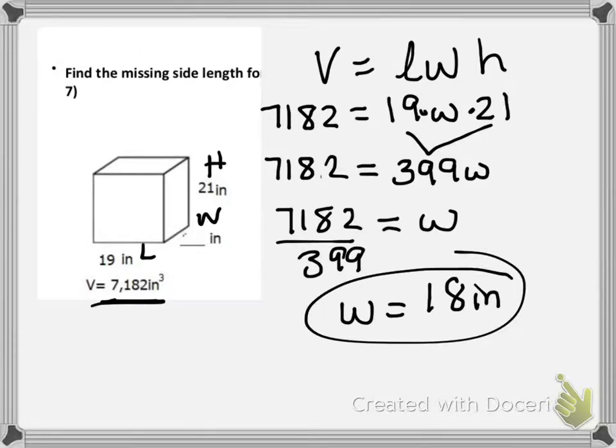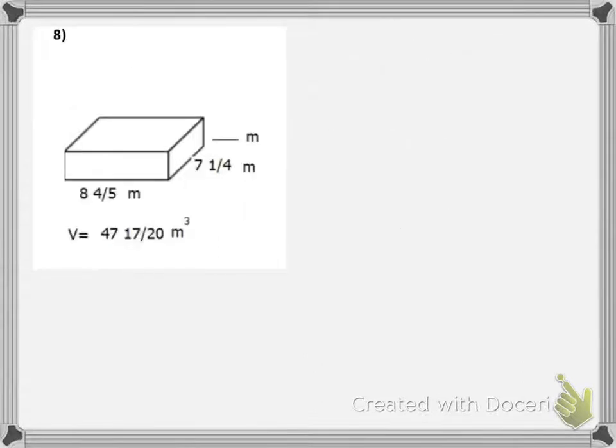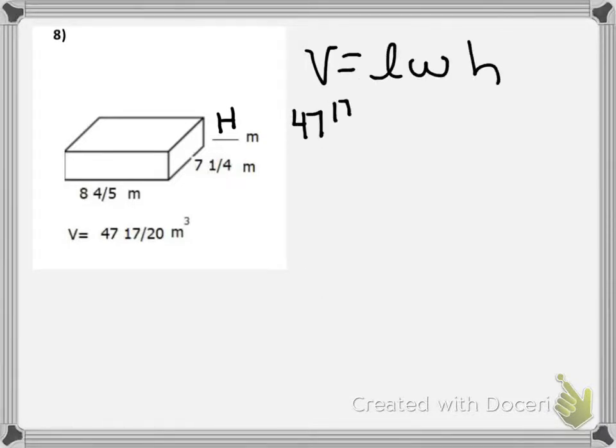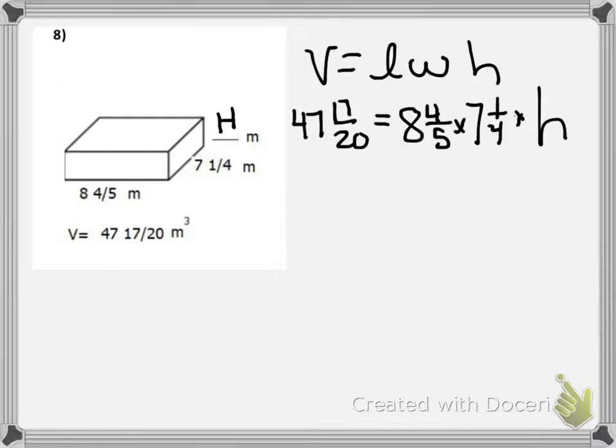All right, let's move to the next one. Number 8, this time we're looking for the height. So again, we'll substitute what we know into our formula. We know the volume is 47 and 17/20. We know the length is 8 4/5. We know the width is 7 1/4. And we don't know what the height is. So again, we're going to go ahead and multiply these two together, the 8 4/5 times 7 1/4. That's going to give us 63 4/5.